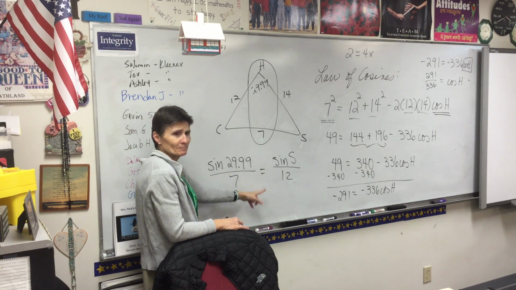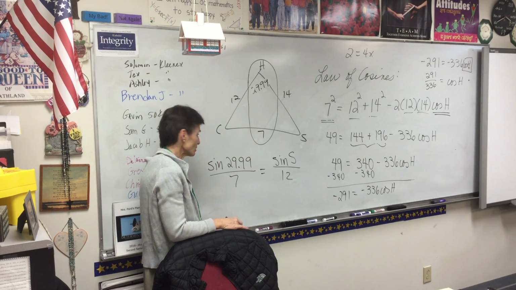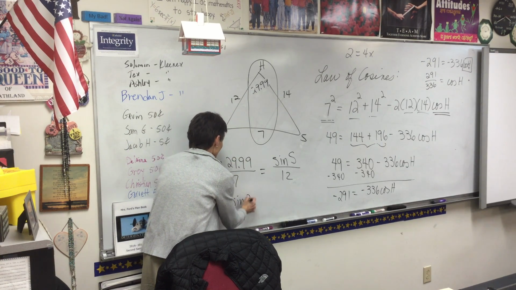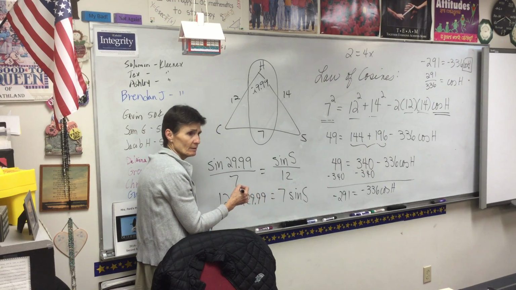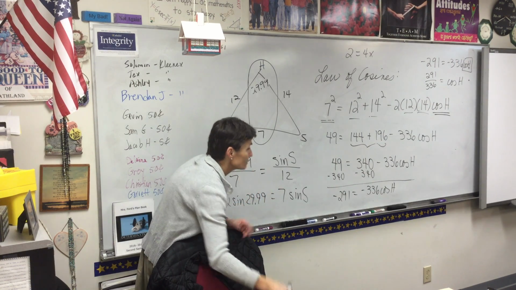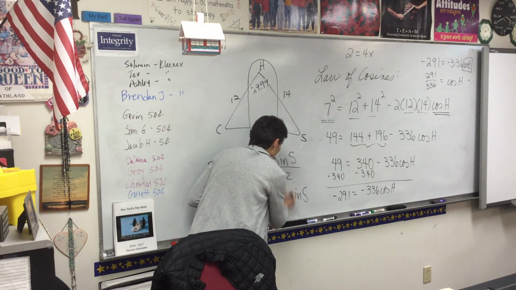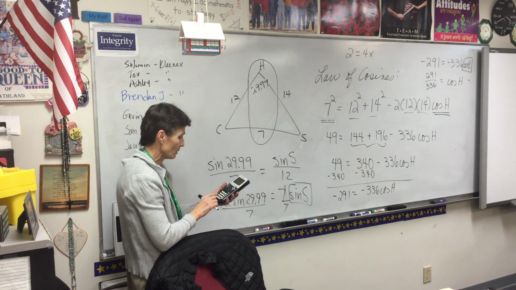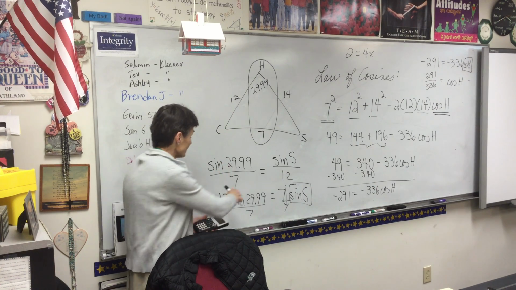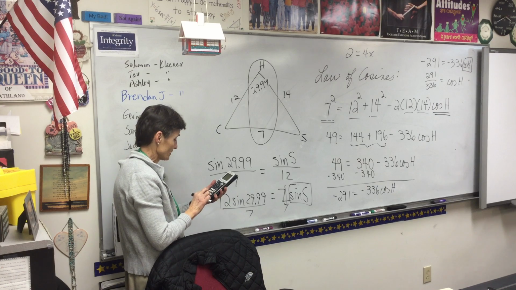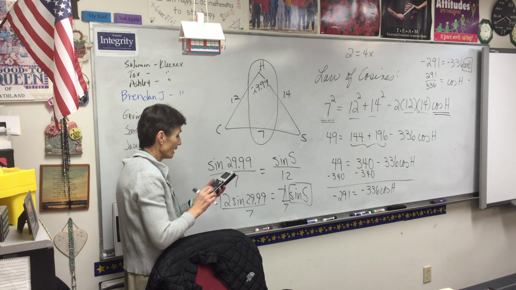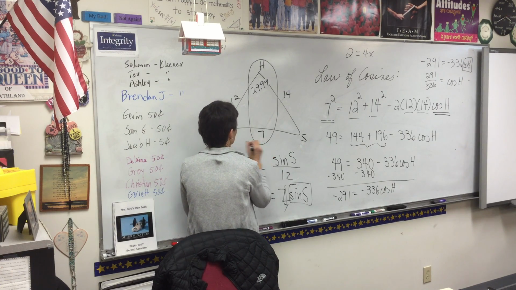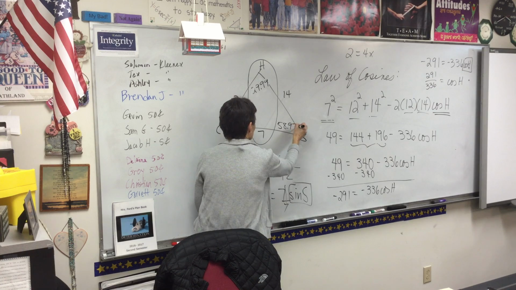So now what do we do here? We'll cross multiply. So 12 sine 29.99 equals 7 sine S. It's just like what we did earlier. And we'll divide by 7. And then we will, what? Because we've got sine S here, so now we have to second sine 12 sine 29.99, close parentheses, divided by 7. I got 58.97. Double check that for me.